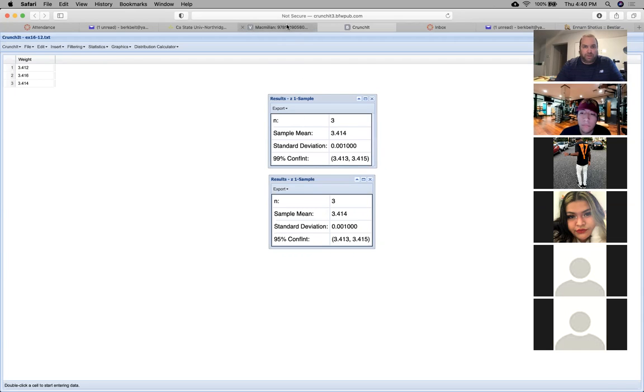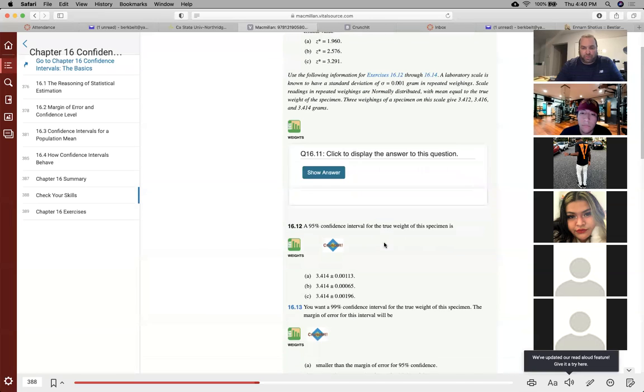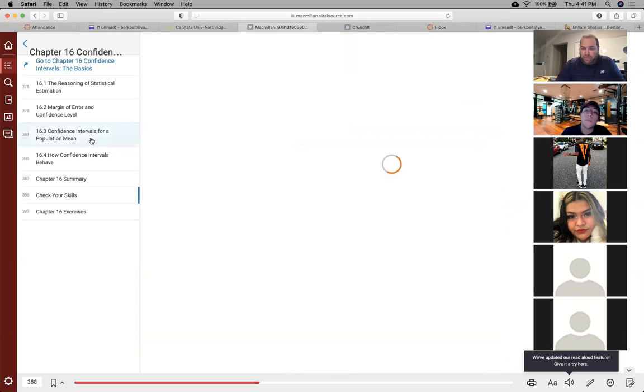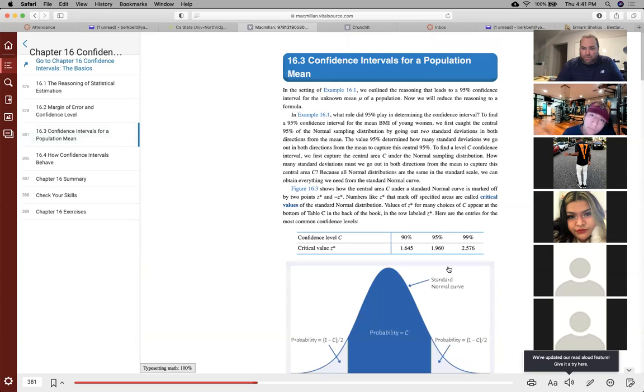But luckily we don't have to rely upon Crunch It, because all I have to do is go back to section 16.3, and I see that if I want 99% confidence instead of 95% confidence, I don't use 1.960, but rather I use 2.576. And when I use 2.576, that makes the numerator larger. So if I do it just to get a definitive answer, 2.576 times 0.001 divided by the square root of 3, now it gives me plus or minus 0.00149.